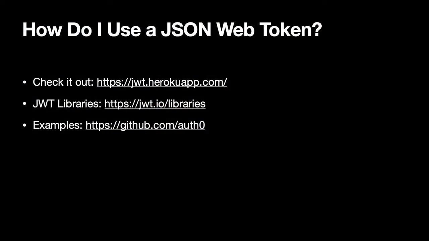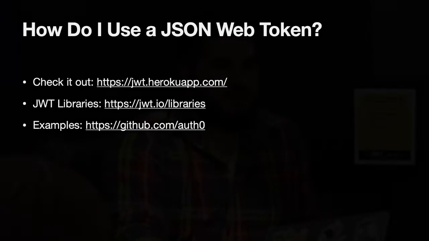All right. So how do I use JSON Web Tokens? This is the more coding part of the whole thing. We're going to check one out, look at some of the libraries, and look at some code examples, because Auth0 has some really good repositories on GitHub that show you some JSON Web Token examples, and it's better than anything I could do on my own.